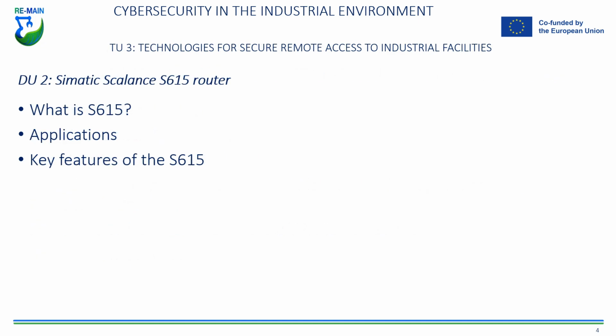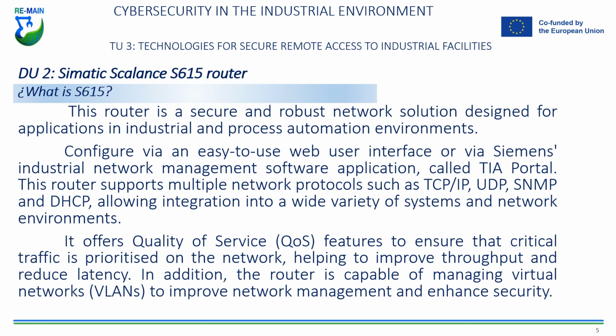The Scalance S615 router is probably one of the most flexible and powerful industrial routers available on the market. The Scalance S615 router is an industrial network device manufactured by Siemens. This router is a secure and robust network solution designed for applications in industrial and process automation environments.